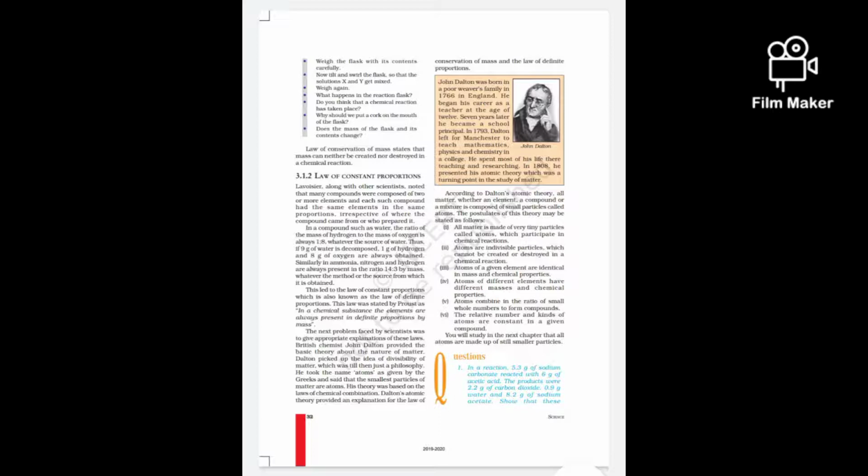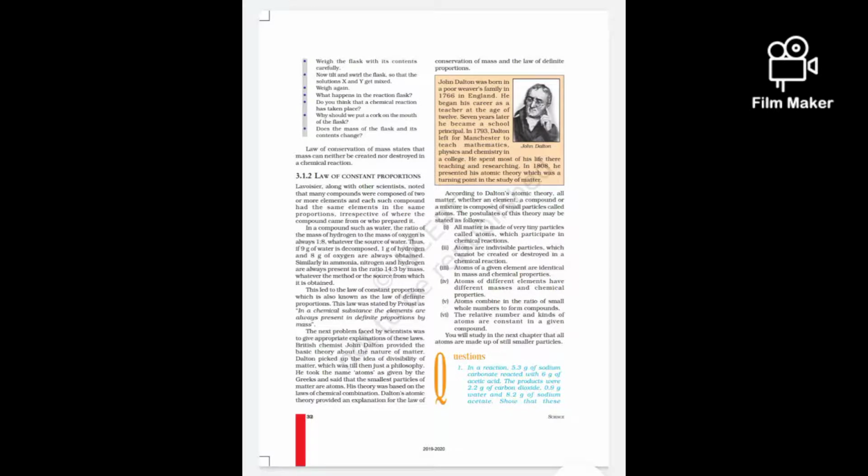Let us learn about the merits of Dalton's atomic theory. Children, this atomic theory has been proved to be very useful in various ways. That is, Dalton's atomic theory explains the laws of chemical combination, and Dalton was the first to recognize a workable distinction between the ultimate particle of an element, that is atom, and that of a compound, that is molecule.